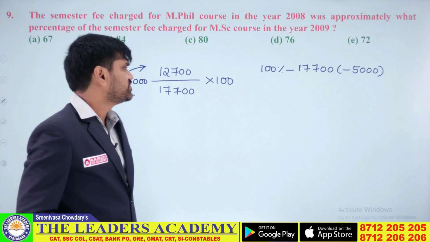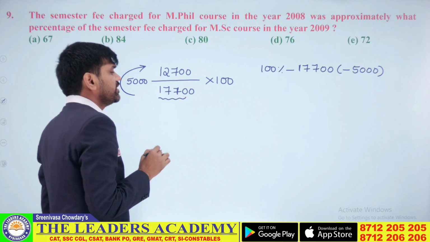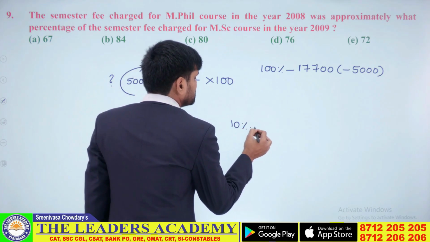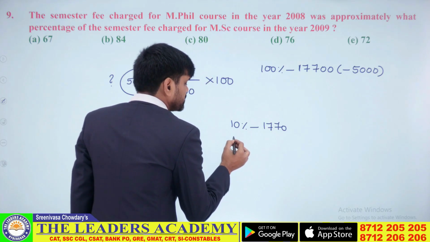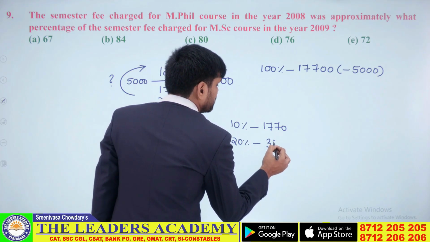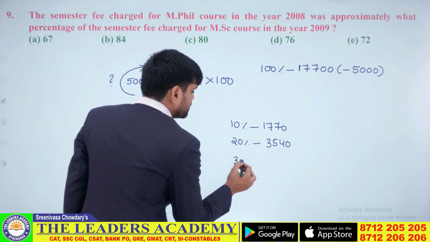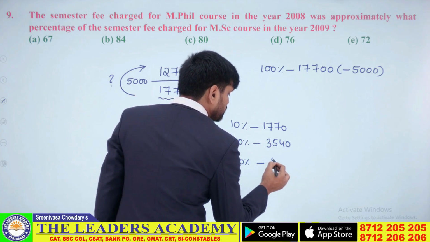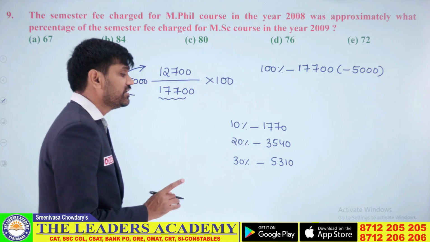Approximately you check. So 10% can I remove? 1770. Yes, I can. 20% it will be how much? I will be writing here just for your clarity. 10% that is 1770 we can definitely remove. 20% which is 3540 definitely we can remove. 30% will be 3 times of that. That will give you how much? 5,310. 5,310 we cannot remove.